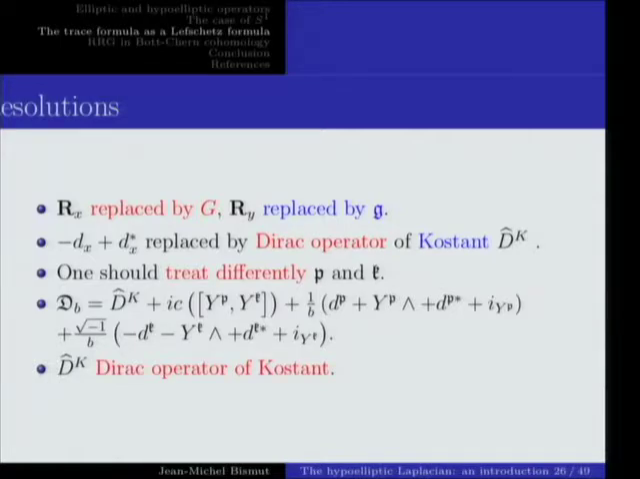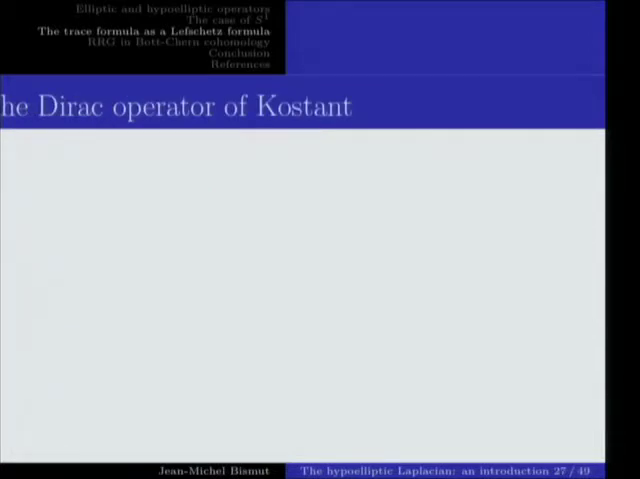So d hat k is the Dirac operator of Kostant, as I already said. Let me briefly say what the Dirac operator of Kostant is. When Dirac introduced the Dirac operator, he was trying to find a covariant square root of the ordinary Laplacian. In some sense, the Kostant operator is doing this for the Casimir operator. You have the Casimir operator acting on a group, and the Kostant operator is essentially a differential operator that is a square root of the Casimir.